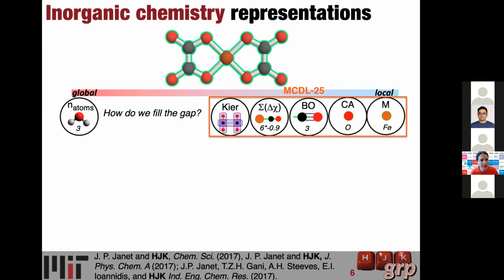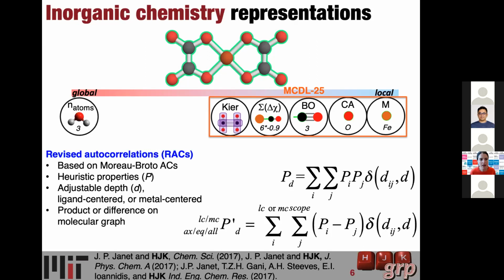And so we weren't very satisfied with this, and we went back and looked at how we might have a more systematic approach to doing the same series of representations, and both of them worked, which is why I still talk about them today. But we adapted Moreau-Broto autocorrelation functions, which are products on the molecular graph of heuristic descriptors such as nuclear charge and topology. And we adapted them for open shell transition metal chemistry, knowing that where we're focusing on the molecule was pretty important.